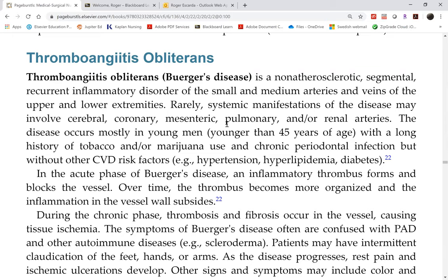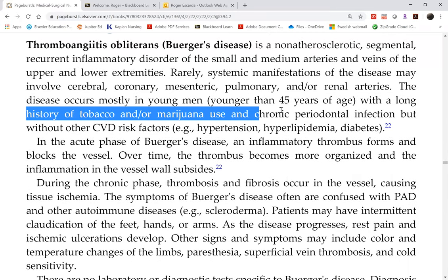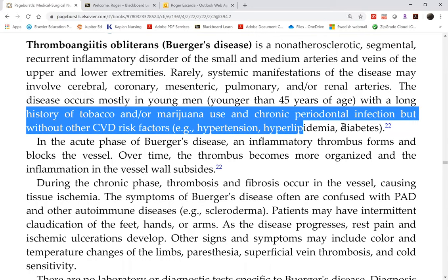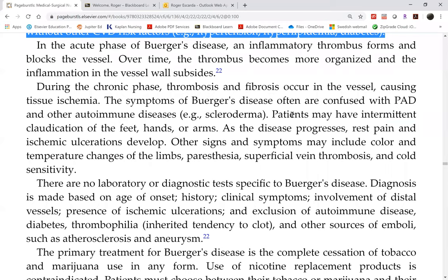Okay, so let's begin with Buerger's disease. The reason is this can also lead to amputation. The cause of this is smoking. That's it, basically. These patients are usually smokers. Here, history of tobacco or marijuana use, and without these, no hypertension, no hypercholesterolemia, no diabetes. They just have smoking. So smoking is your only risk factor here. You've probably seen smokers on TV say they lost their legs, they lost their hands. So this is the cause.